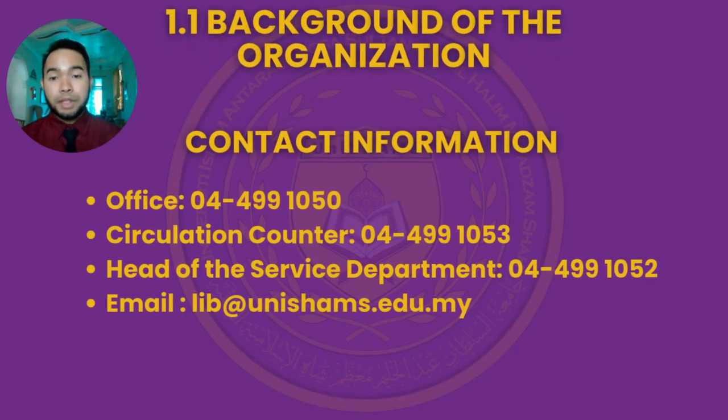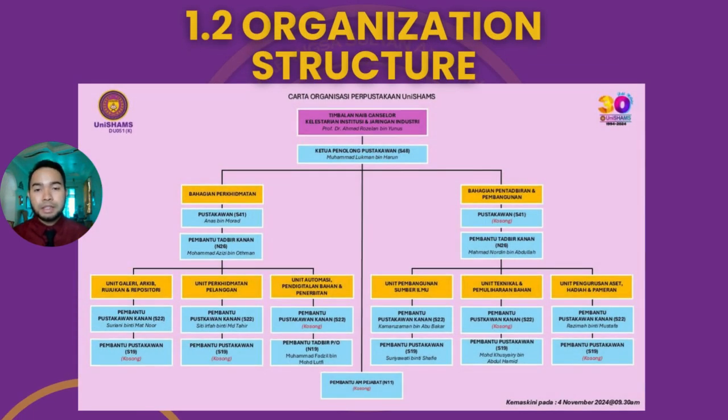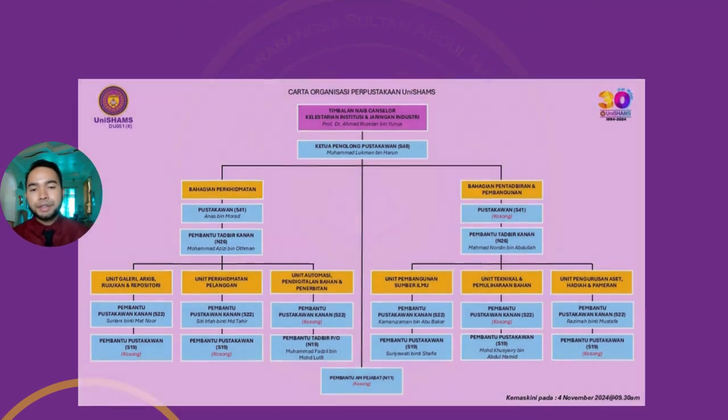Here is the contact information for the UniSHAM Library, which is for the office, circulation counter, head of service department, and email. For the operation hours of the UniSHAM Library, as you can see, there are two categories, which are during semester and during semester break. Here is the organization structure of the UniSHAM Library. As you can see on the top, we have the Deputy Vice Chancellor, and under him is the Chief Assistant Librarian.